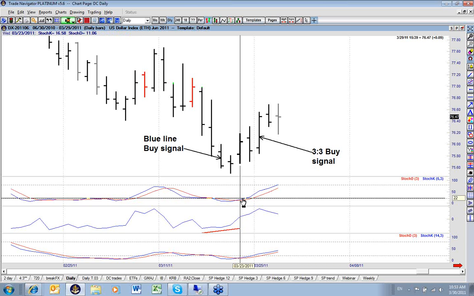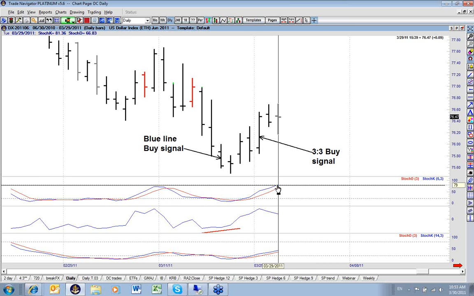Look where the stochastic is. It's all the way down here. Now, we know that it's going to move until it gets somewhere up near the overbought position. Now, markets don't do this all the time.